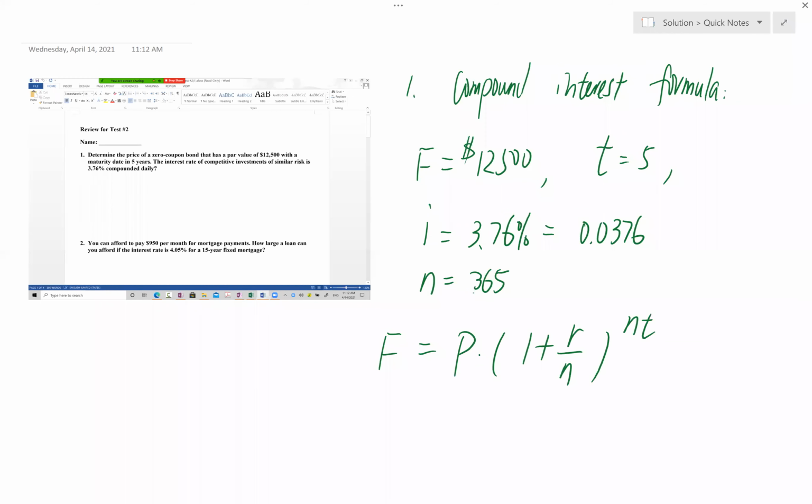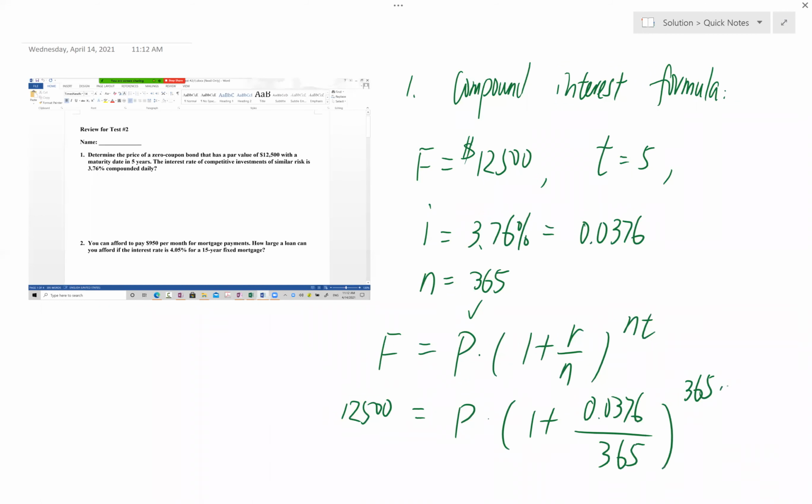And now the future value equals the principal times 1 plus r over n, to the nt, right? And here we're looking for the present value. How much is 12,500 worth at the current moment, right? Okay. And now let's throw in all the numbers. So we get 12,500 equals present value times 1 plus, the rate is 0.0376 over 365, and then the exponent is 365 times time t, that's 5 years.